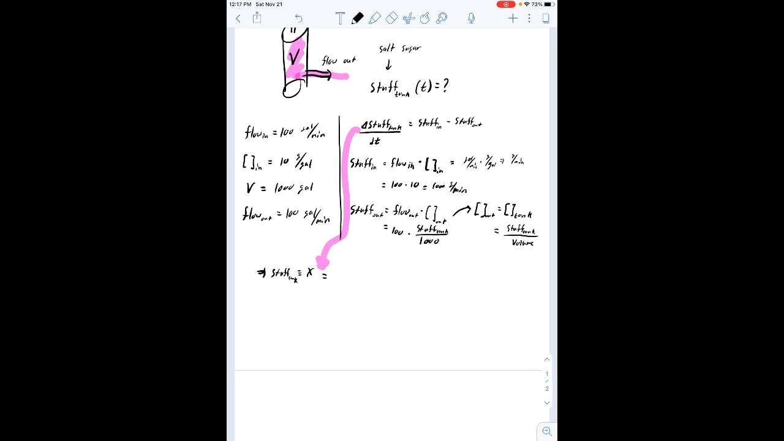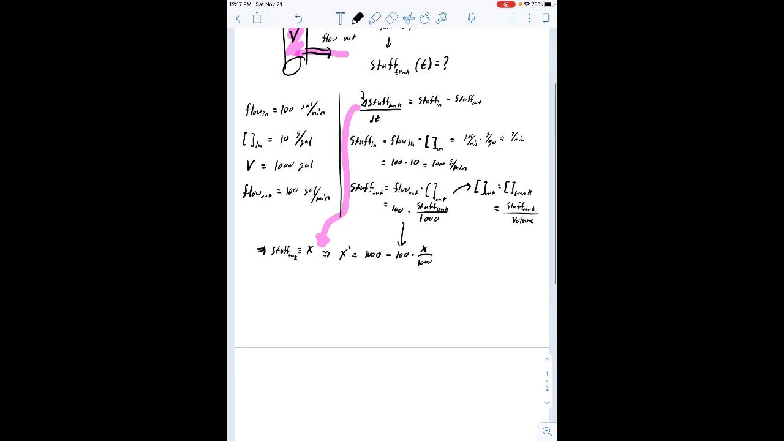Okay, so this equation from up here turns into x prime, right? Because this change, if it's really, really small, is just going to be a dt or a dx. So it's going to be dx over dt. So that's just going to be x prime is equal to my stuff in. My stuff in is just 1,000. And then my stuff out is going to be 100 times, so we have this right here, 100 times x over 1,000.